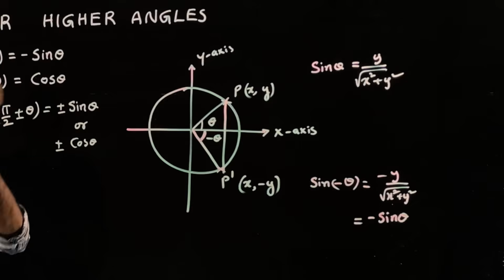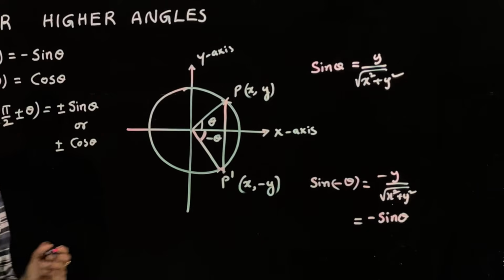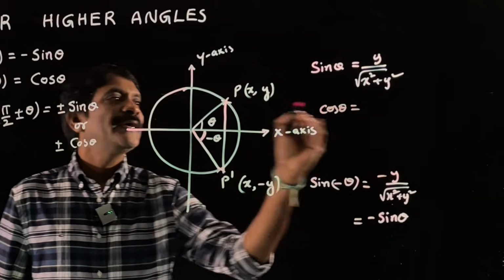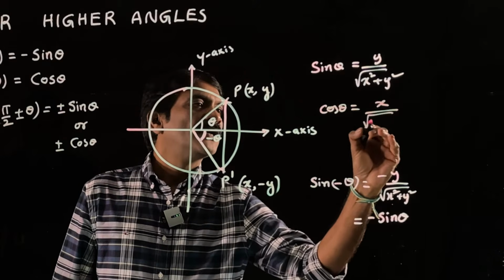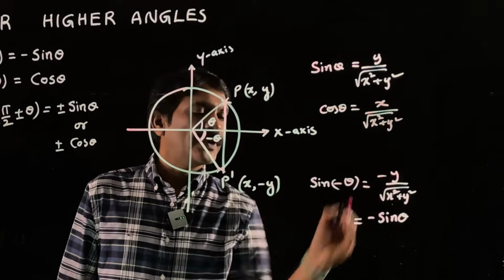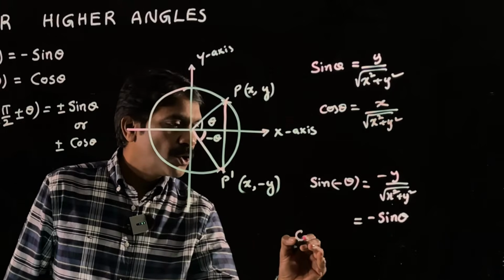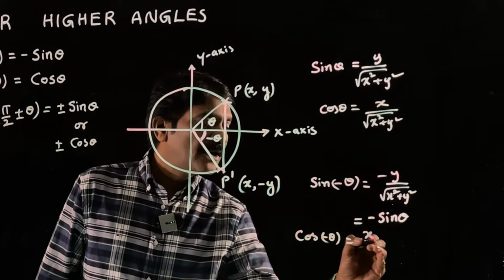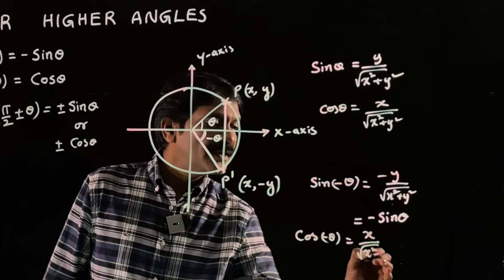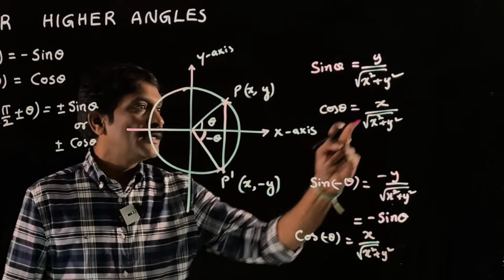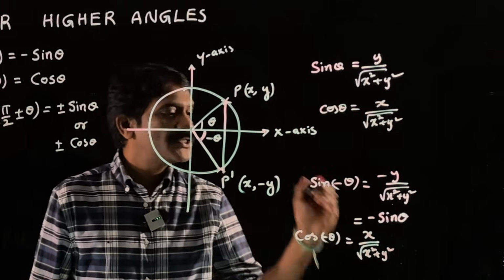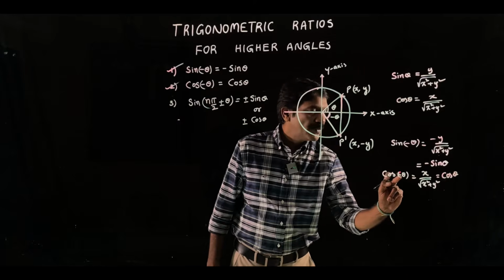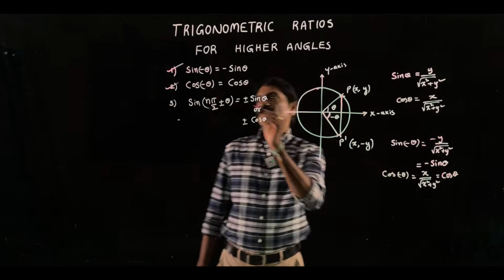We discuss this also through the same diagram. For this, cos theta is x by under root x square plus y square. And for this, cos of minus theta is x by under root x square plus y square. Here x by root of x square plus y square is cos theta, so we can put cos theta. Thus, cos of minus theta is cos theta. We proved this also.